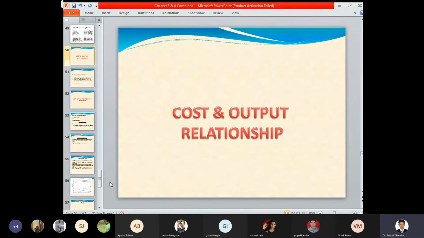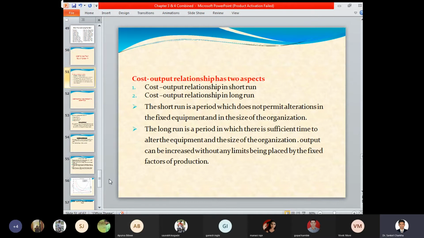Now moving towards the cost and output relationship. So always there is a correlation or a positive relationship between the cost that has been associated for a certain product and the output that has been generated. How does this come into existence? Now let's look at it from this presentation.